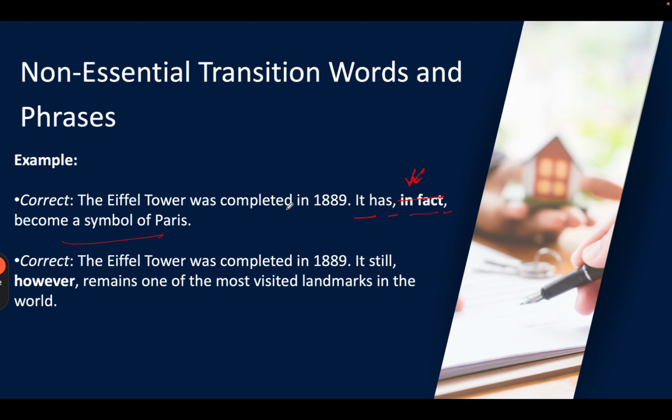Let's look at another example. The Eiffel Tower was completed in 1889. It's still, comma, however, comma.